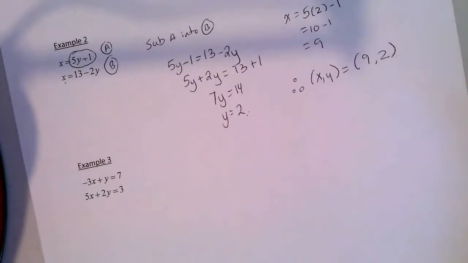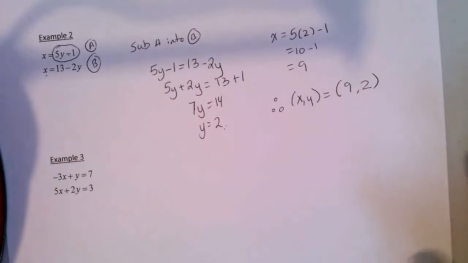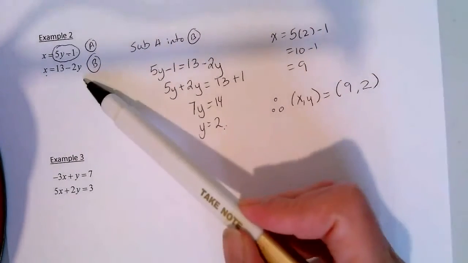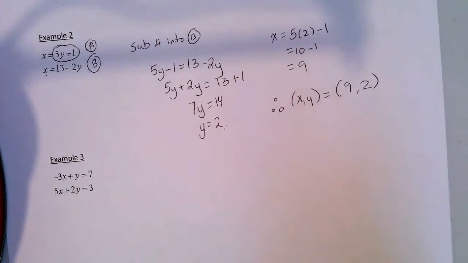So we'll save the formal check till we get to the third example. Now this one is different from the previous two examples because in example number 1, each equation was in the form y equals, and in example 2, each equation was in the form x equals. In example 3, neither x nor y is isolated in either one of the equations.